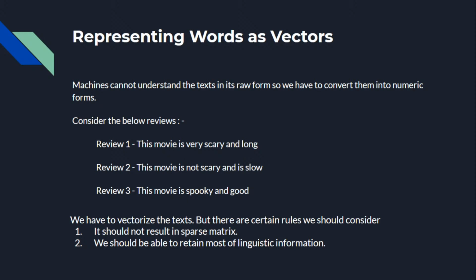Now, how do we do that? There are different methods we can use to do that. So machines cannot understand the text in its raw form, so we have to convert it into numeric form.